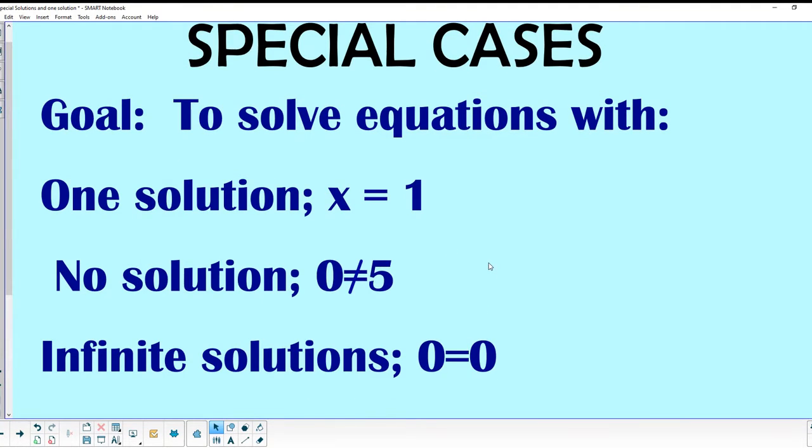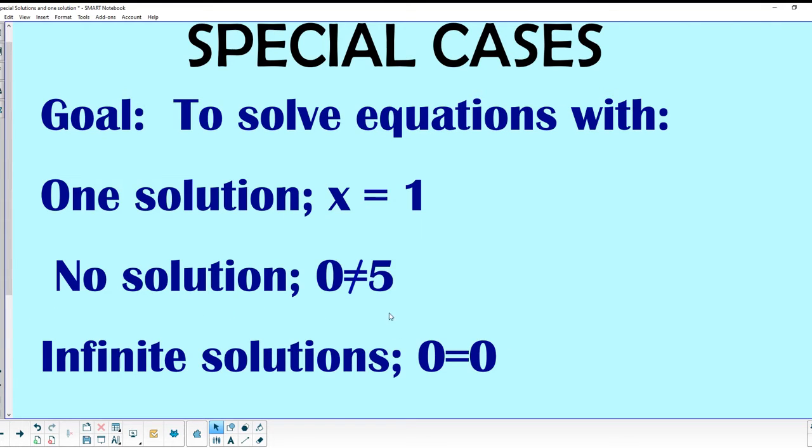Okay, so special cases. We've noticed so far that when we've solved an equation for a variable, if we end up with just x equals some number, then that would be considered a case when you have one solution. Now, if we're solving an equation and all of a sudden we notice that the variables disappear, and I'm left with one number that doesn't equal another number on either side of the equal sign, then I know that this equation, this problem, has no solution.